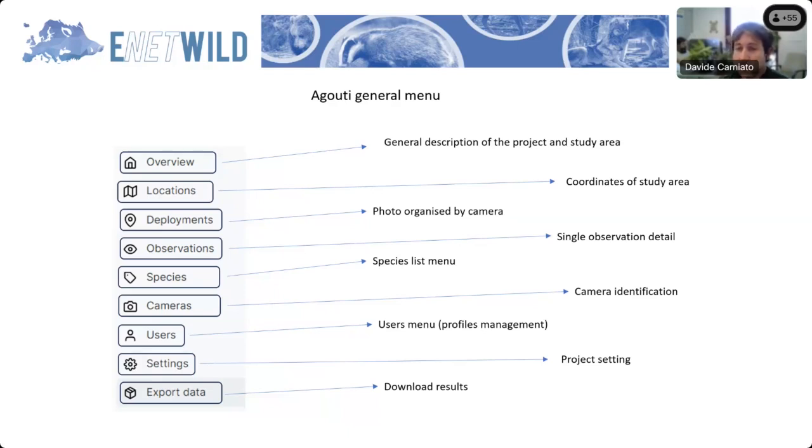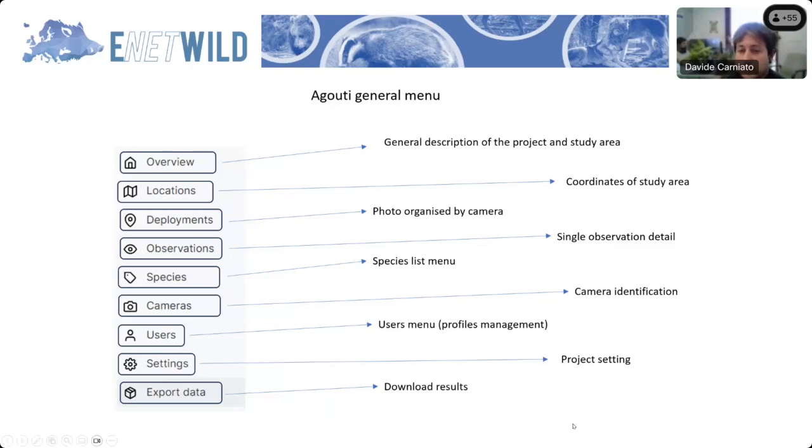Okay. Then we have observation, where we have a single observation about a sequence. You know that sequences refer to consecutive photos that are not spaced more than 2 minutes from one another. And here we can filter and navigate through all observations. Then we have a species list menu where we can upload a list of species to find during the classification the species referred to our study area.